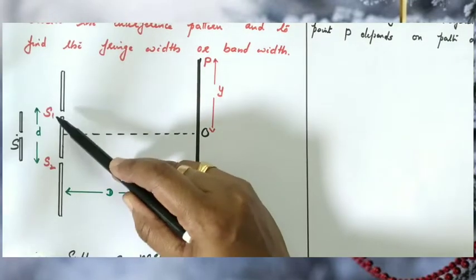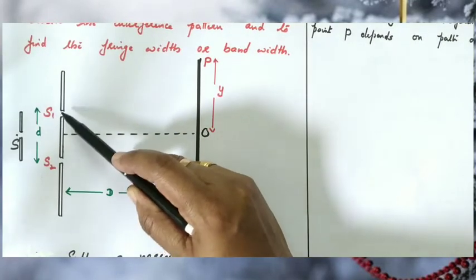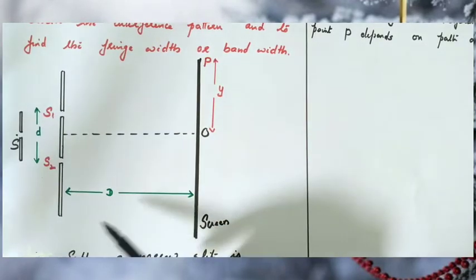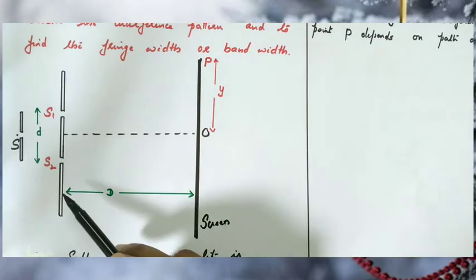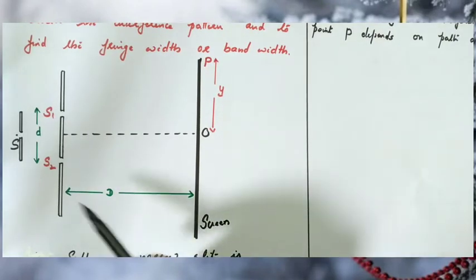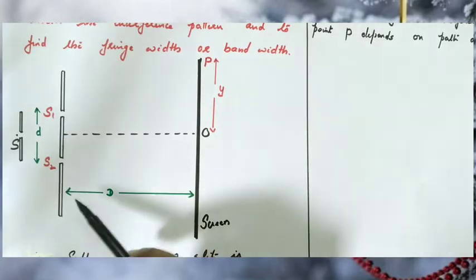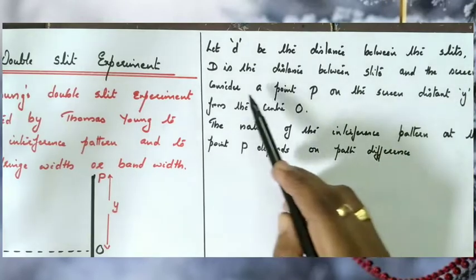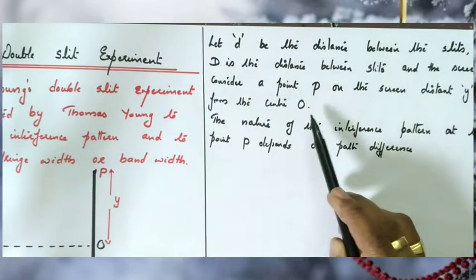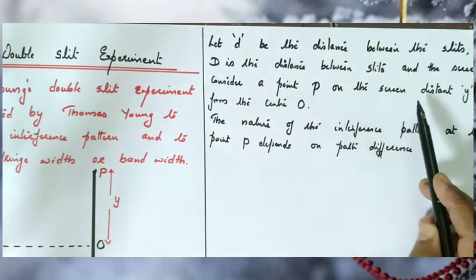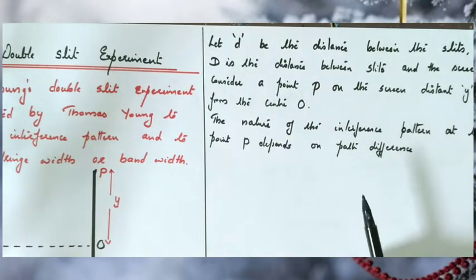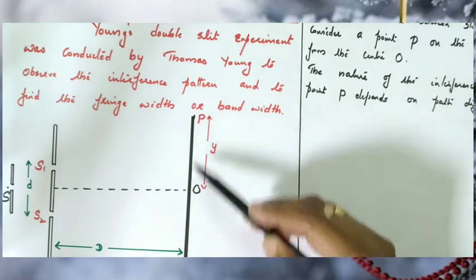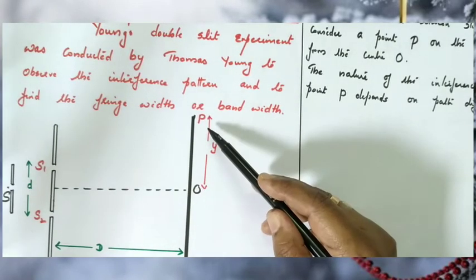Let small d be the distance between the two slits. Here S1 and S2 act as the coherent sources. So, d is the distance between the two slits, and capital D is the distance between the slits and the screen. Capital D is the distance between the coherent sources and the screen. Consider a point P on the screen at distance y from the center O. Here the center point is O.